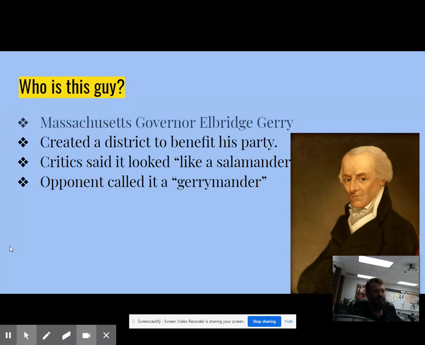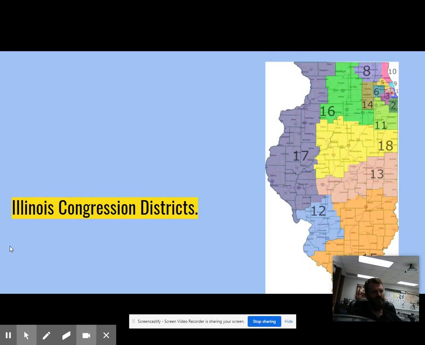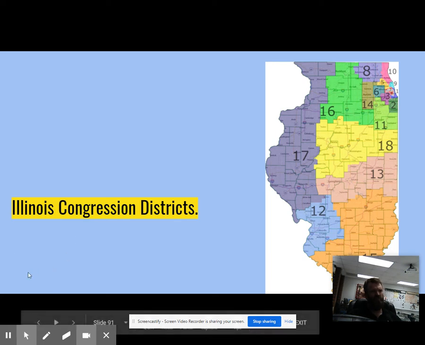However, people around the country decided that's a pretty good idea, and both the Democrats and the Republicans have done this with gerrymandering. Like I said, we'll play the game again so you can get a look at it. So here are the Illinois congressional districts. This will change after the census this past year, so those districts will have to change.